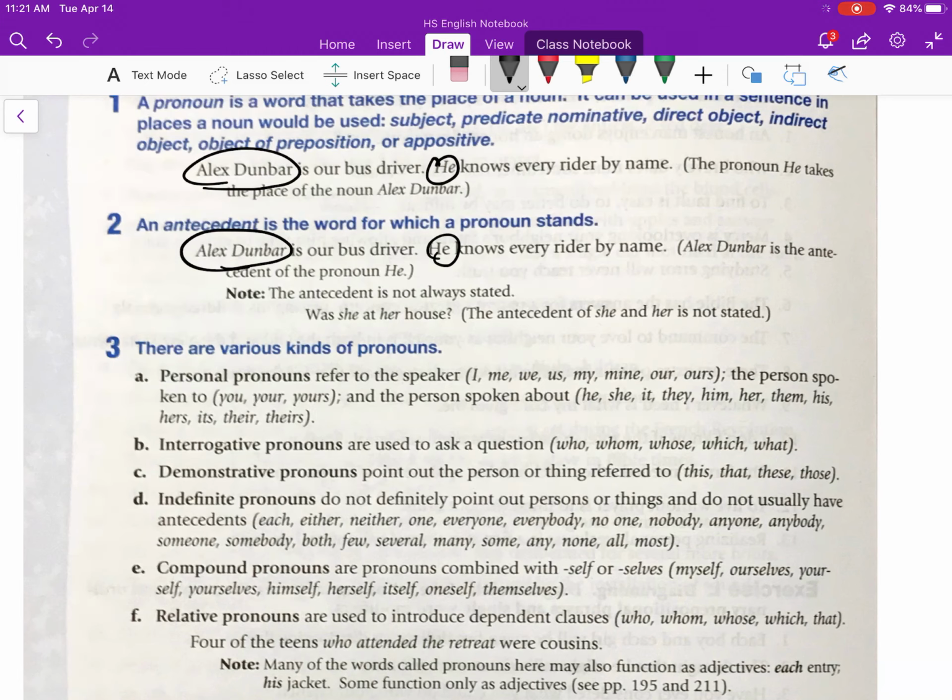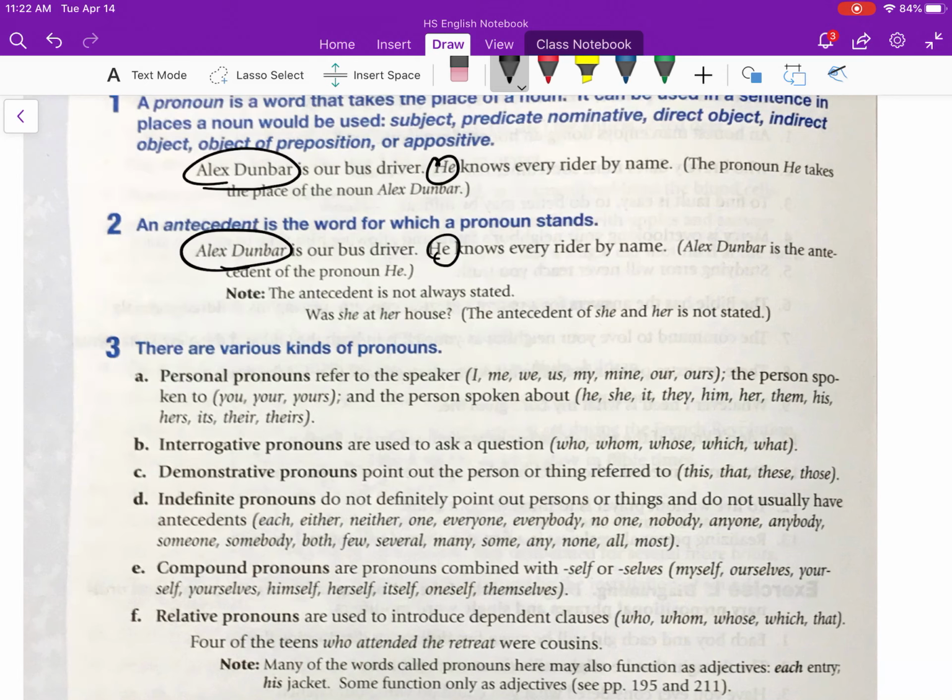Number three, there are various kinds of pronouns. There are personal pronouns, and they refer to the speaker, such as I, me, we, us, my, mine, ours; the person spoken to, you, your, yours; and the person spoken about, he, she, it, they, him, her, them, his, hers, its, their, and theirs. Those are the personal pronouns.